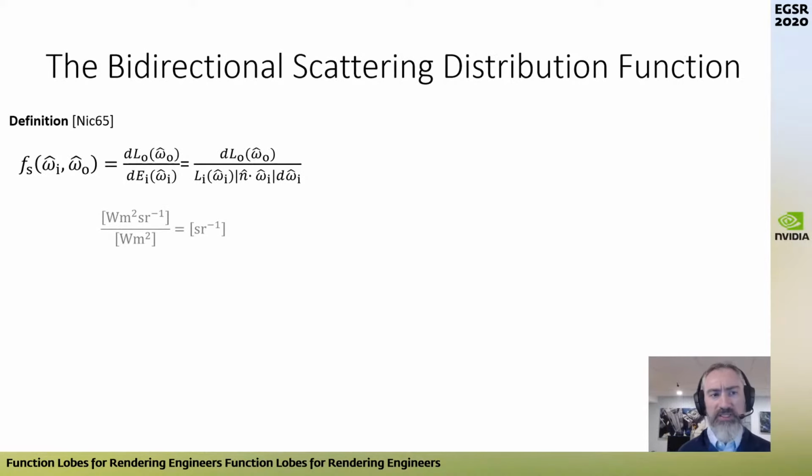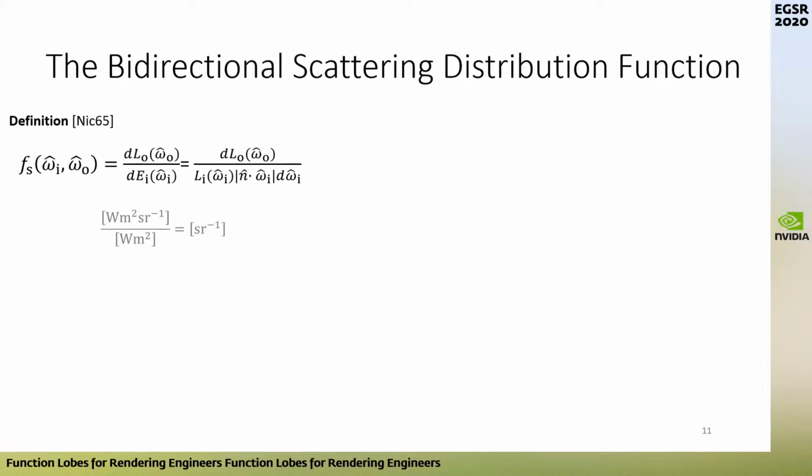So here's what the BSDF is. It's going to be a function of the incoming and outgoing direction vectors at a surface. It's the ratio of change in outgoing radiance to the change in incident radiance over small solid angles. It has units of per steradian, and this means that the BSDF is a distribution of light scattering in every possible direction. So numerator radiance, denominator irradiance.